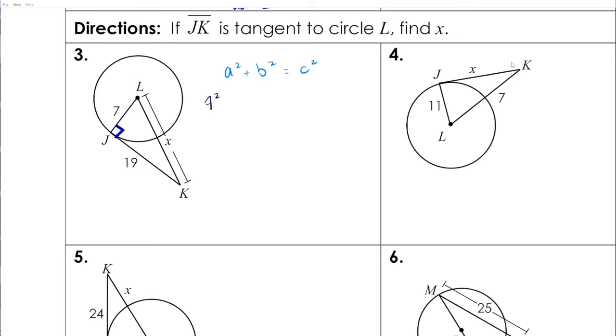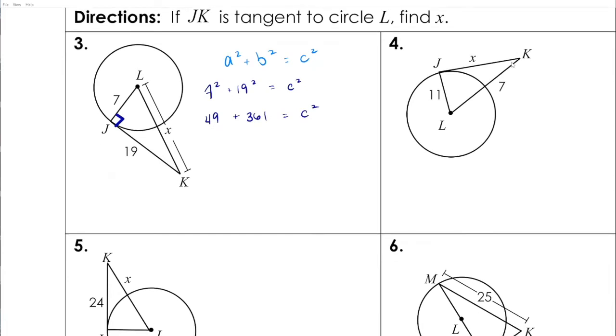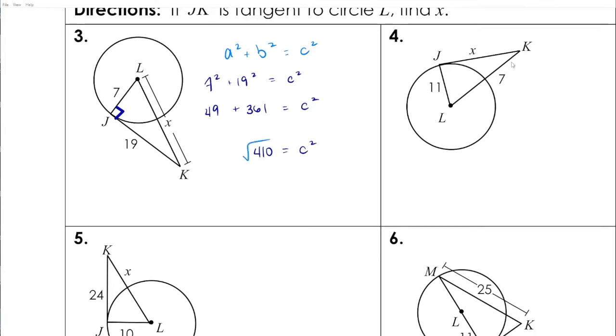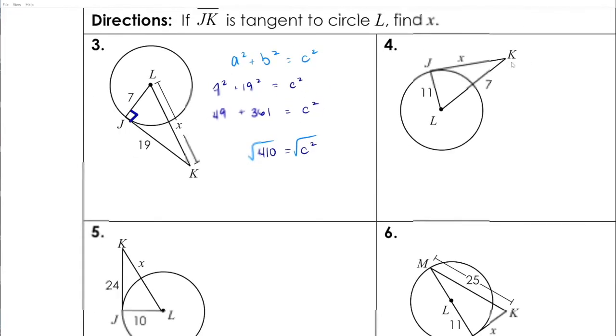So we get 7 squared plus 19 squared equals C squared. 49 plus 361. 49 and 361 is 410. We're trying to solve for C. How do we undo a square? Yeah, with a square root. Okay. And the square root of 410 is approximately 20.2.